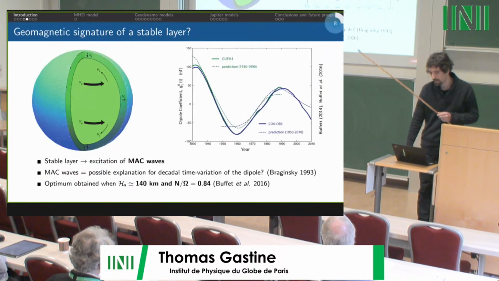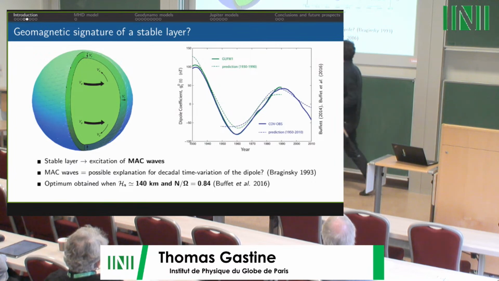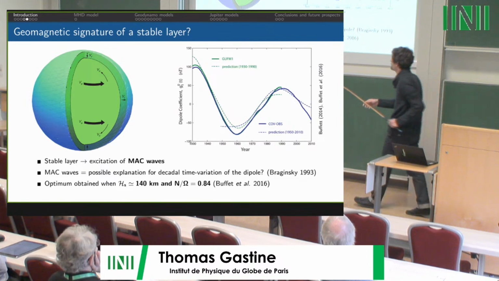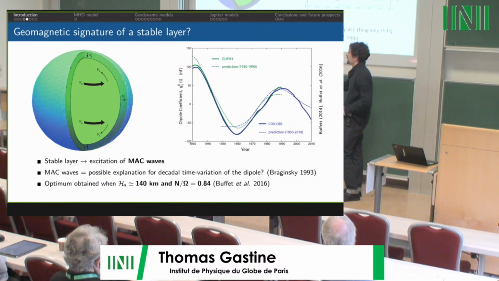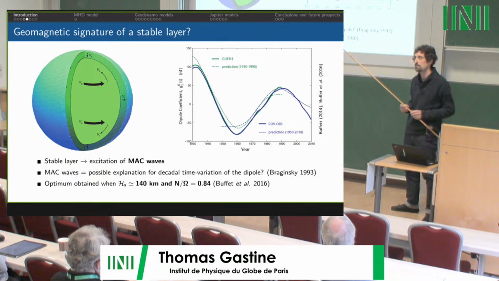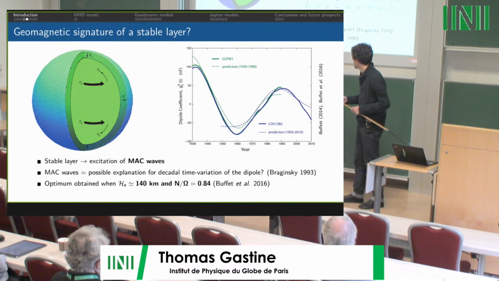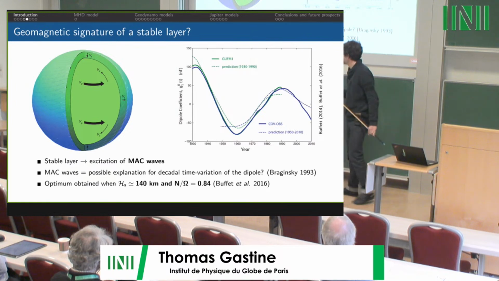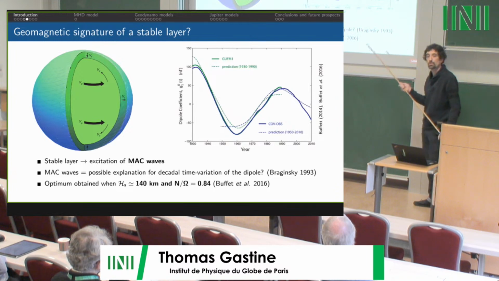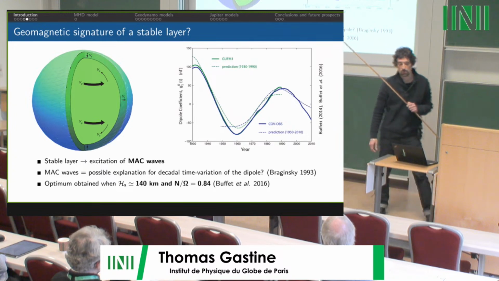So now if you have a stably stratified layer underneath the core mantle boundary, you are prone to excite a new variety of waves. On Tuesday, we heard a lot about MC waves, where the magnetic and Coriolis forces are the restoring forces. But now if you have a stable layer, you are also adding the Archimedean force as a third possible restoring force. And so you excite a new category of waves that are called MAC waves. Already in 1993, Braginsky invoked those waves as a possible candidate to explain the decadal time variation of the geomagnetic field.